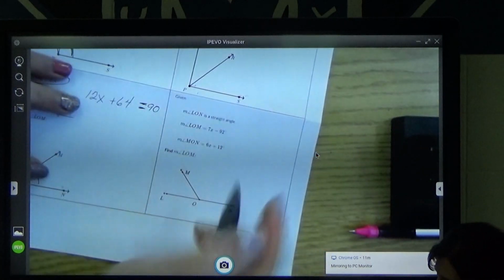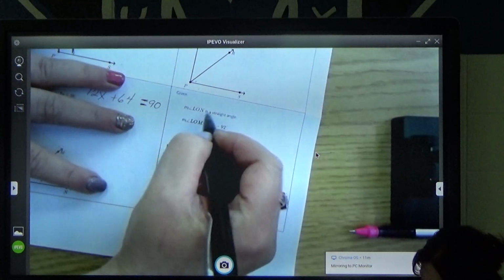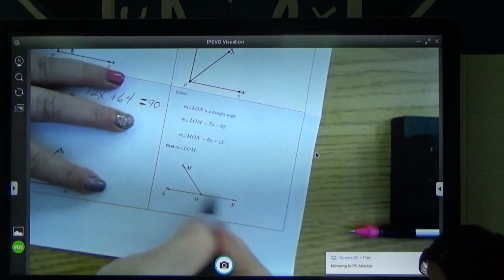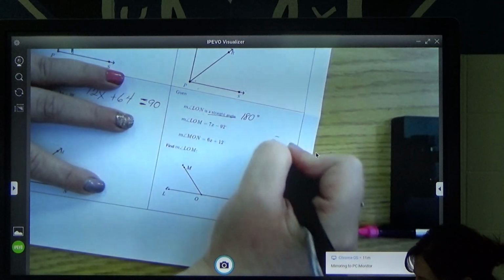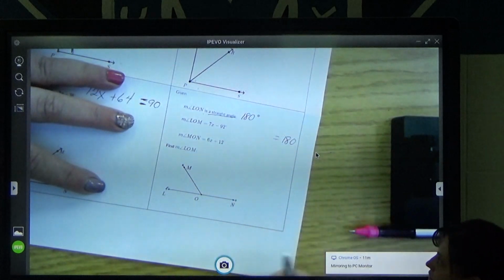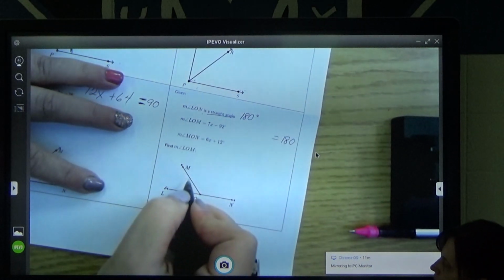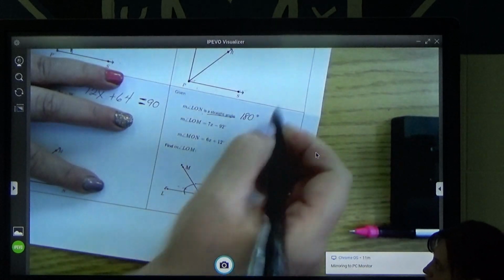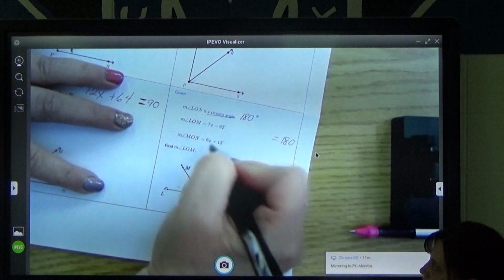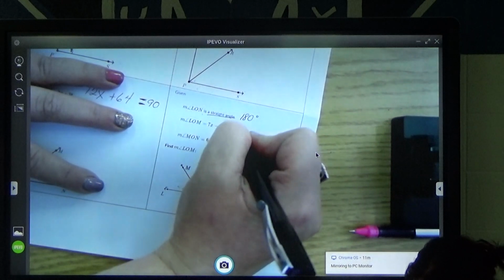Finally, on the last one, we're told that LON is a straight angle, which means 180 degrees. So I'm going to make this equal to 180 degrees. And now I'm going to combine my terms because they give me expressions for those two angles. So 7x plus 6x is 13x.